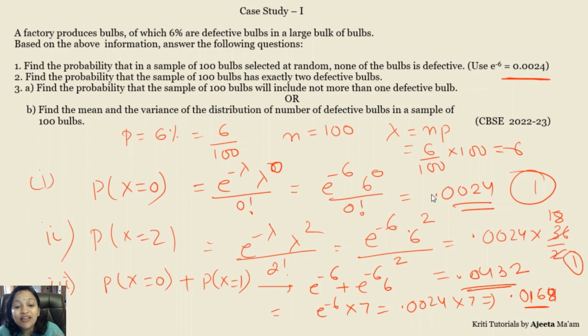Now we have to find the mean and variance of the distribution of the number of defective bulbs in a sample of 100 bulbs. Now this is a very easy question, because you will just write that in Poisson distribution the mean and the variance are equal. Already you know the mean, you have already found it. So what is the mean? 6. So what will be the variance? Variance will also be 6. So for the B part, we have simply that variance is going to be 6, because mean is equal to variance. So simple, no calculation, just the conceptual answer.